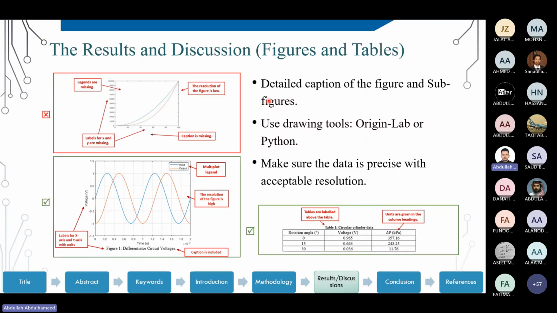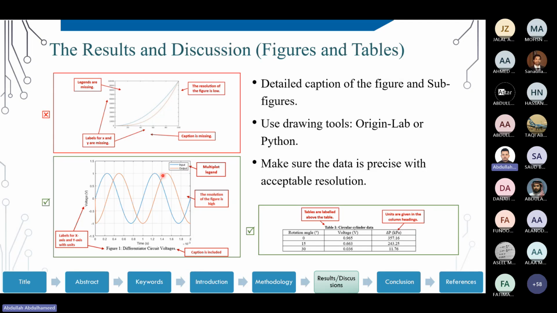Number one, detailed caption of the figures and subfigures. Before I go here, I will just explain these two. I will compare this one with this one, and what you should avoid. You see, in this result there are like 4 problems. Number one, legends are missing. We have two curves, the blue and the red, but we don't know what is the blue and what is the red. If your figure has multiple plots, then you need to include a legend. So we understand now the blue is the input and the red is the output. So please do not forget to include the legend.